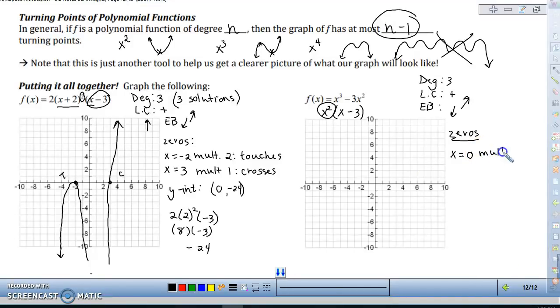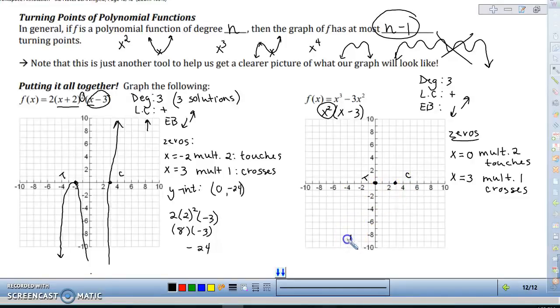It has a multiplicity of 2, which means it touches at that point. That is going to count for 2 of my 3 solutions. My other solution is at 3. This one has a multiplicity of 1, so I know that it crosses. So I'm going to plot my point at the origin, put a little t next to it because it touches, and then at positive 3, a c because it crosses.